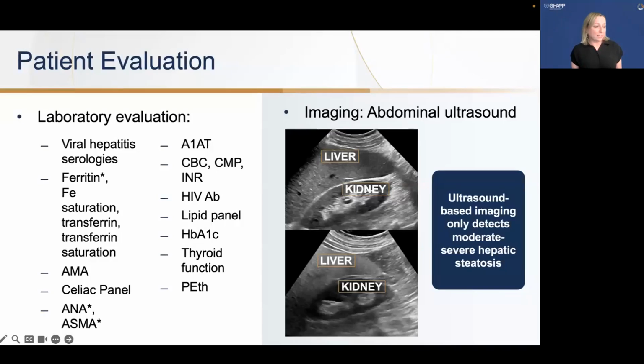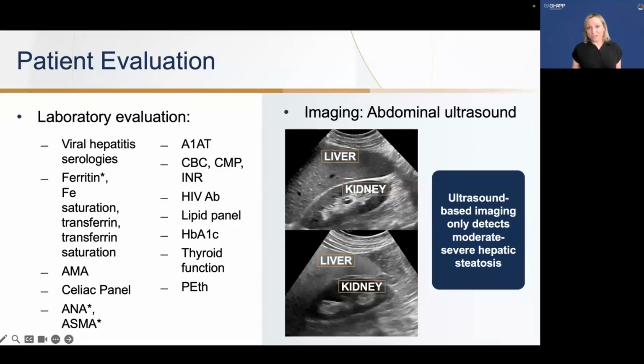Make sure that the patient has been screened at some point for HIV, or repeat it if there are ongoing risk factors. Lipid panel and A1C for metabolic disease screening, and a thyroid function panel to rule out untreated hypothyroidism as a cause for elevated ALT. And then this PEth value is a blood test that is a marker for alcohol metabolites, and it can detect frequent or heavy alcohol use in the weeks and sometimes months before the lab test. So it's a good objective marker for problematic or increased alcohol use.